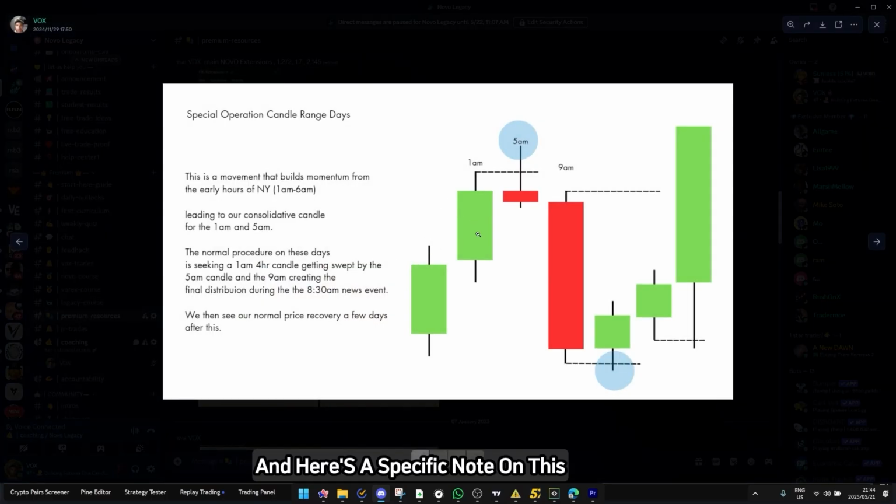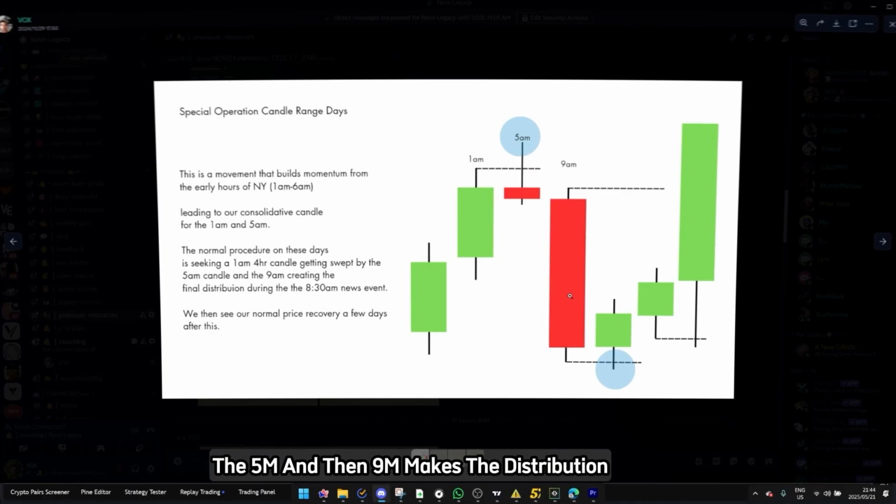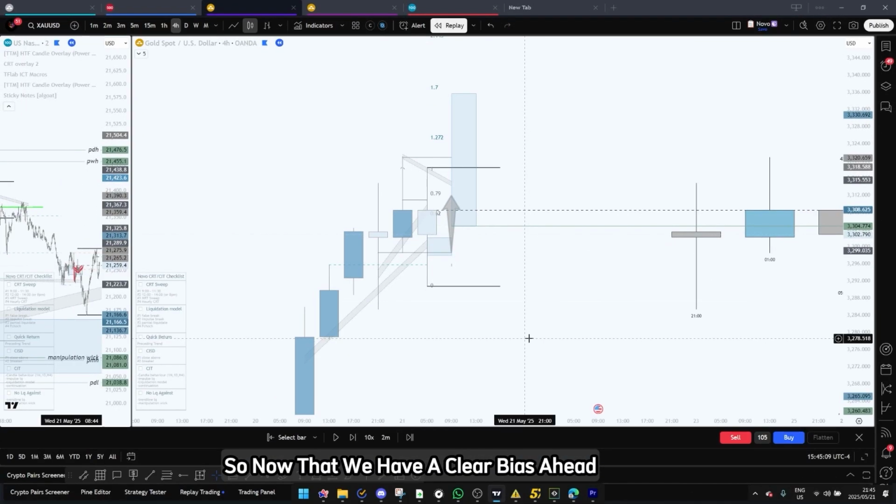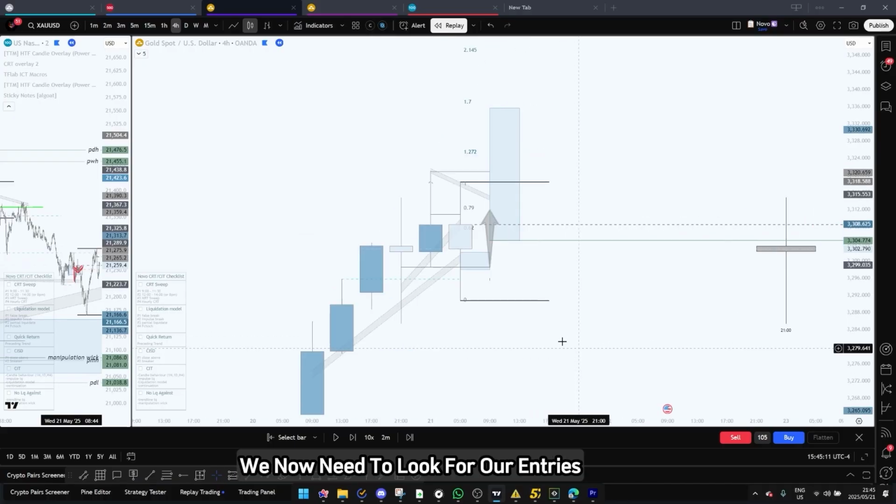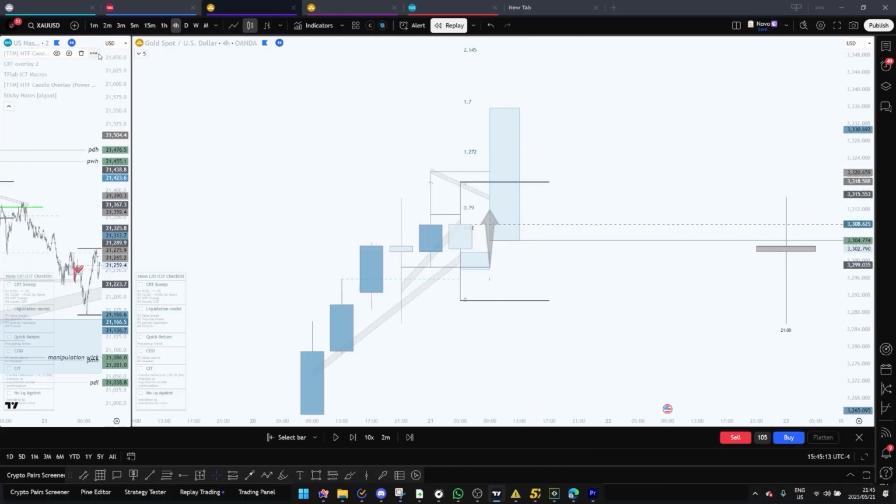And here's a specific note on this. As you can see, the 1 a.m. is set by the 5 a.m. and then the 9 a.m. makes the distribution. So now that we have a clear bias ahead, we now need to look for our entries.